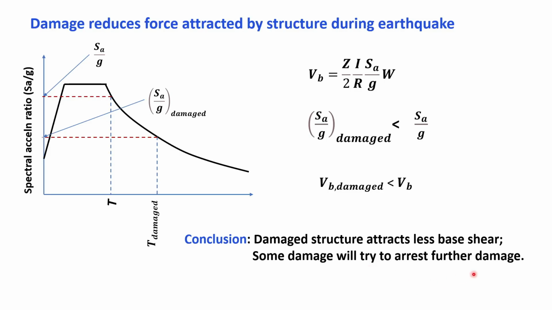Some damage will try to arrest further damage. Because of the damage, earlier the base shear was larger here. Because of some damage, the base shear has got reduced. So now the damage will be lesser. So that is what we wanted to highlight, that a little damage may arrest further damage in the structure, because the force attracted in the structure is now lower. And obviously as an outcome, the damage also will now be lower.